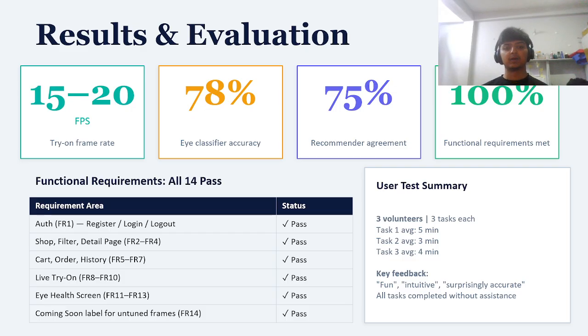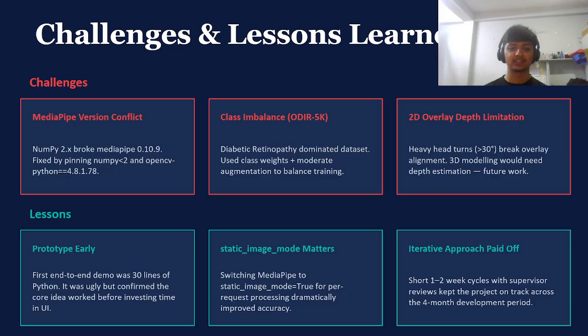Three volunteers completed a structured user test with three tasks. All tasks were completed without assistance. Average times taken were 5, 3, and 4 minutes. The qualitative feedback includes the words fun, intuitive, and surprisingly accurate. Now, let's move to our last page, challenges and lessons learned.